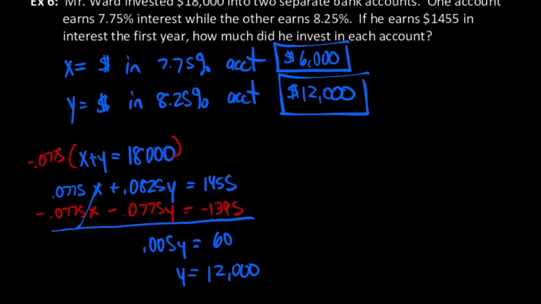All right, and our final example. This is a good one. A little physics in here. It says a boat travels downstream with the current such that a 96-mile trip is done in 4 hours. The return trip upstream takes 6 hours. Find the speed of the boat and the current.